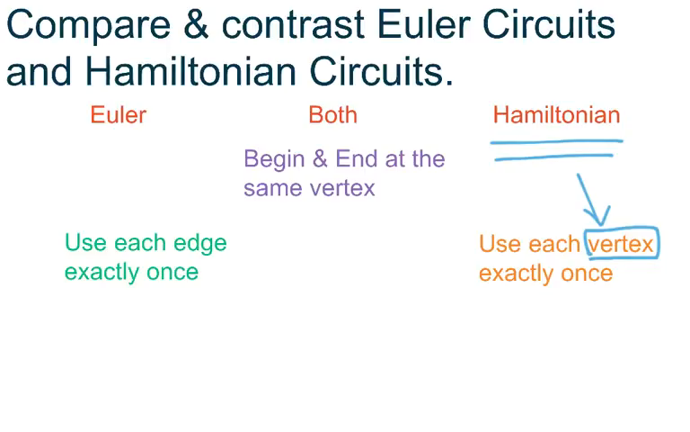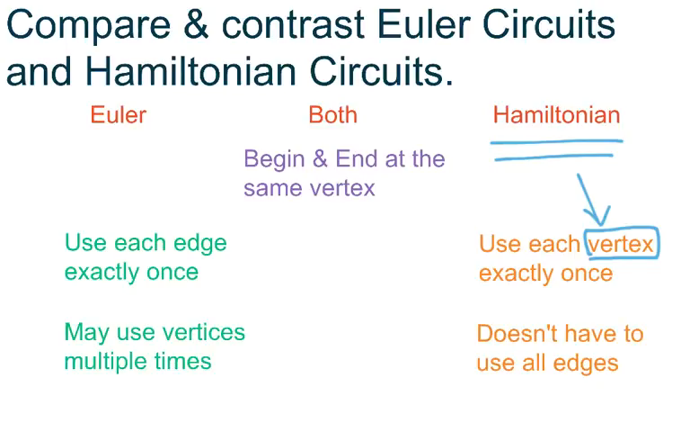Something else that we might have is that Euler circuits might use the vertices multiple times. So you may visit the same vertex more than once. And Hamiltonian may not use some of the edges. As we witnessed earlier, you do not have to use all the edges in order to have a Hamiltonian circuit. So there are some differences and some comparisons for Hamiltonian and Euler circuits. It's very important that you be able to distinguish between these two for quiz and test questions and for applications that will inevitably arise.